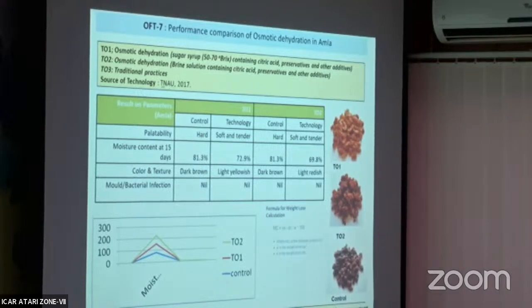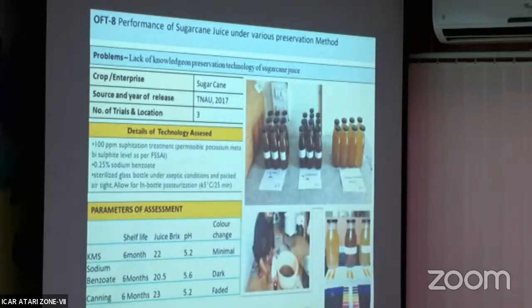So this technology has been taken from TNAU 2017. These are the results of the parameters on AMLA. And when we see the graph, we observe that D2 with brine solution performs best under our condition. And the next one is performance of sugarcane juice under various preservation methods.